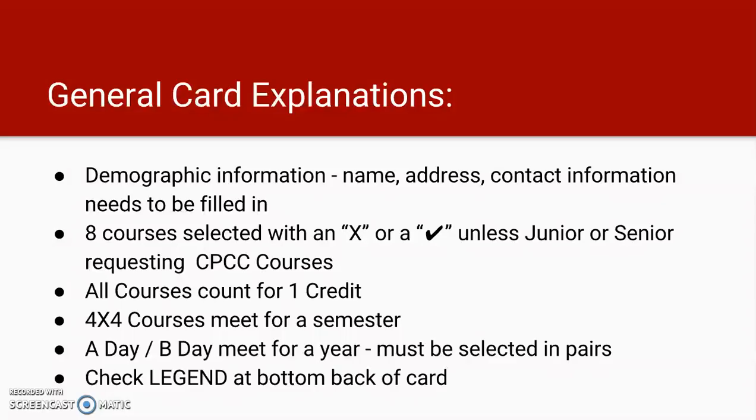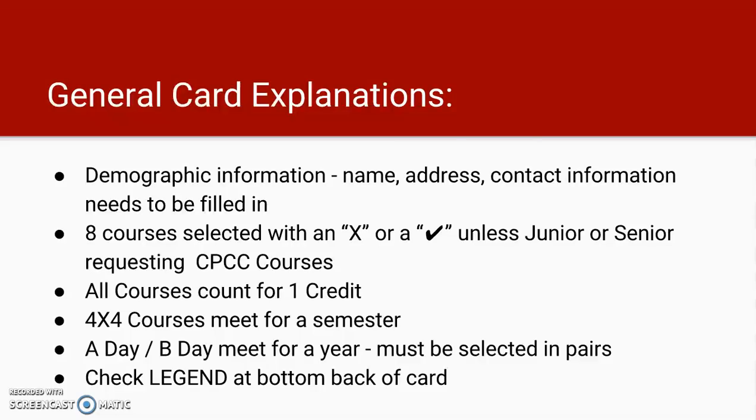Courses are available in 2 different formats or configurations. 4x4 courses refer to the courses that meet daily for a semester only. A-Day, B-Day courses refer to courses that meet every other day, but for the entire year. A-Day, B-Day courses must always be selected in pairs or in even numbers. You can never have just a single A-Day, B-Day course because of the way it fits into your schedule.